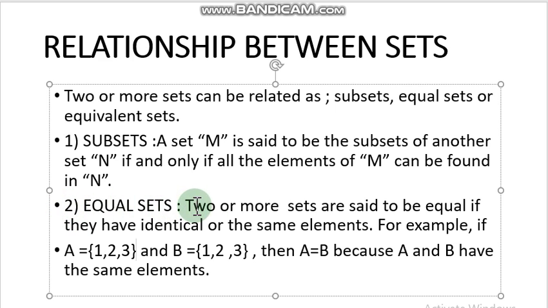Now let's continue. Equal sets. Two or more sets are said to be equal if they have identical or the same elements. For example, if set A has the elements 1, 2, 3, and set B has the elements 1, 2, 3, that means set A is equal to B because A and B have the same elements.